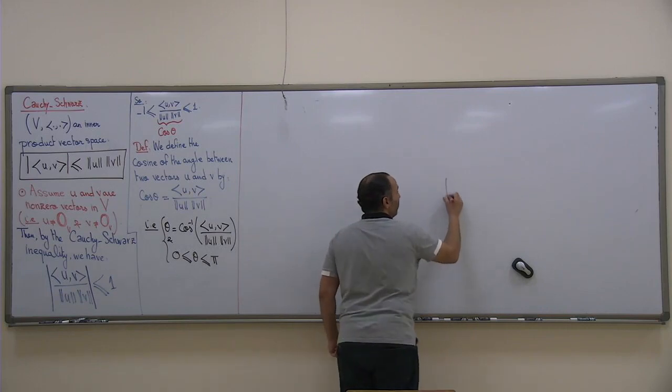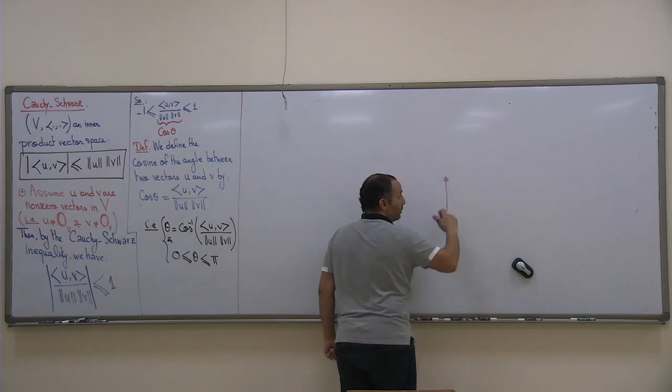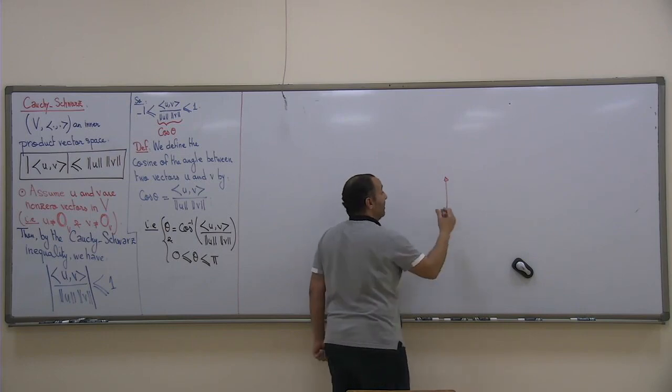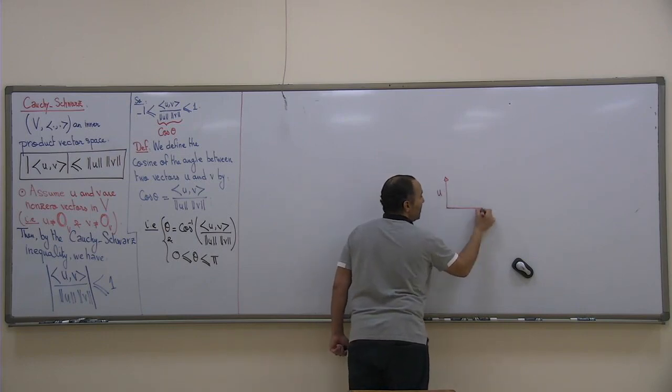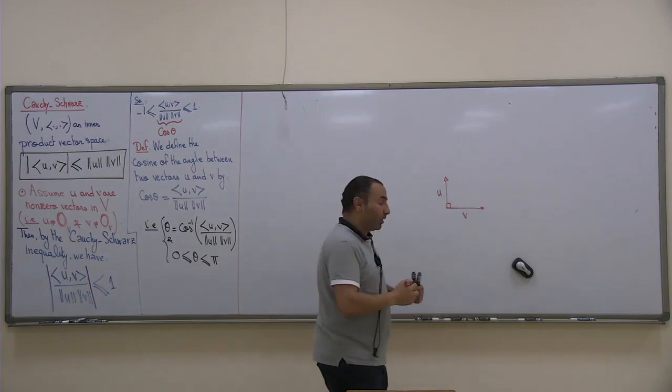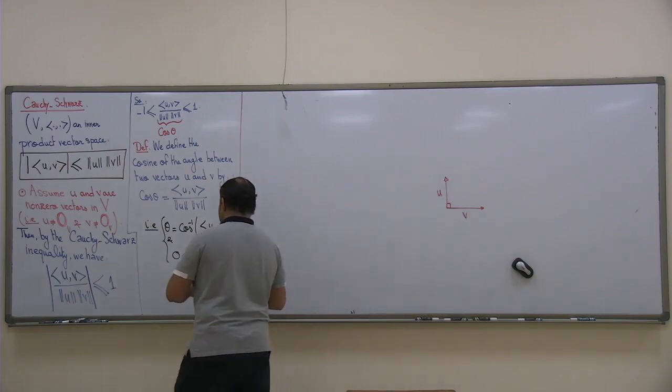And that means your vectors, if I draw them in the xy plane, so if I'm, for example, in R2, you will see u like this and v like this. So they are really orthogonal to each other. Okay, so let's write this second definition.